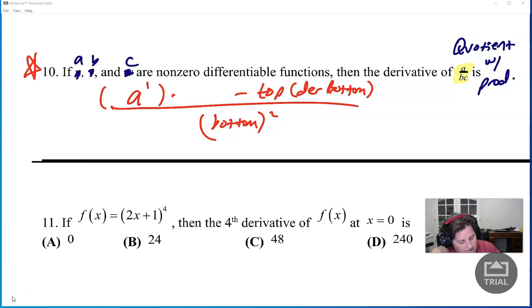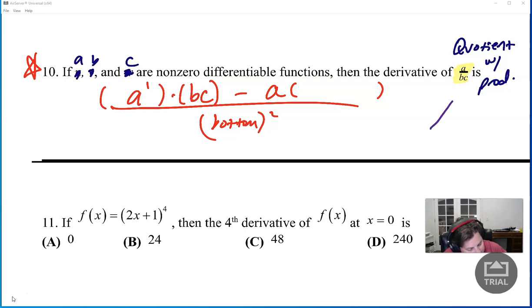Times the bottom. The bottom is BC. I didn't have to do anything to that, okay? And then the next part goes the top. Now the top is just A, and then the last part is derivative of the bottom. Now this is where it gets a little bit tricky, because I'm going to do it in a different color, because it's practically a different problem.